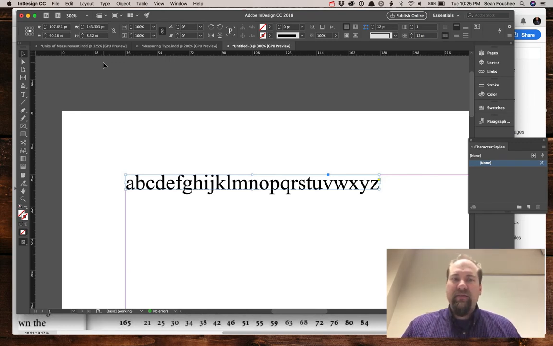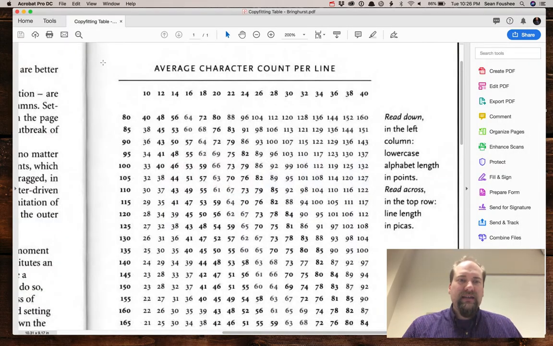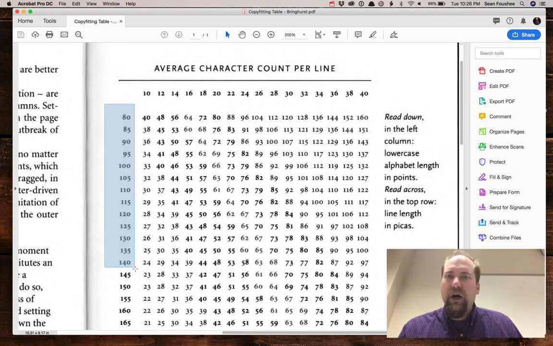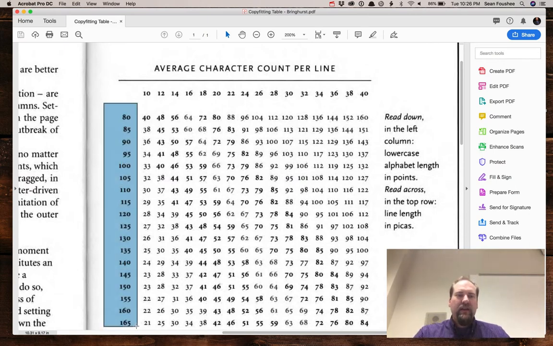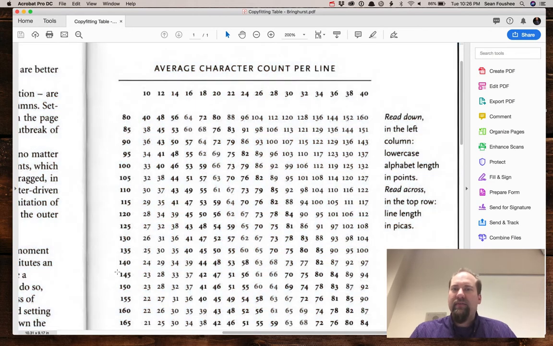So let's go back to the copy fitting table. Here in the left column, I want to try to find a number as close to 143 as possible. In fact, if I round up, I'll see I have 145 right here. So this is the row I'm going to use.